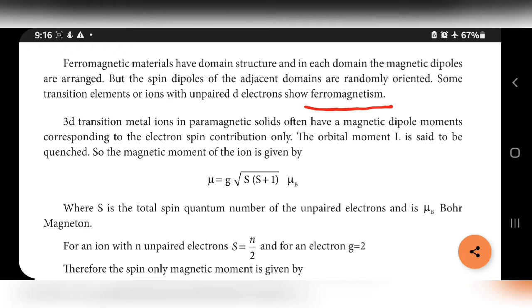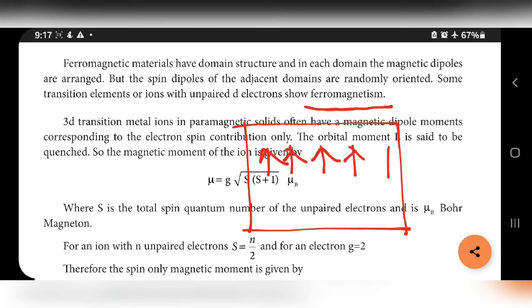Ferromagnetic material has a domain structure. We can take this as the domain, and in each domain the magnetic dipoles are arranged like this, but the spin dipoles of adjacent domains are randomly arranged. So only some of the transition metals with unpaired electrons show this type of magnetic character, that is, ferromagnetic character.